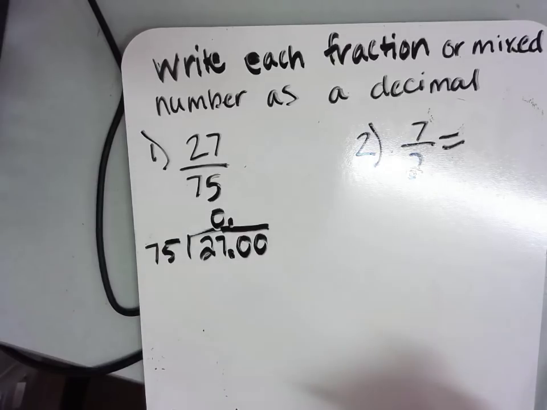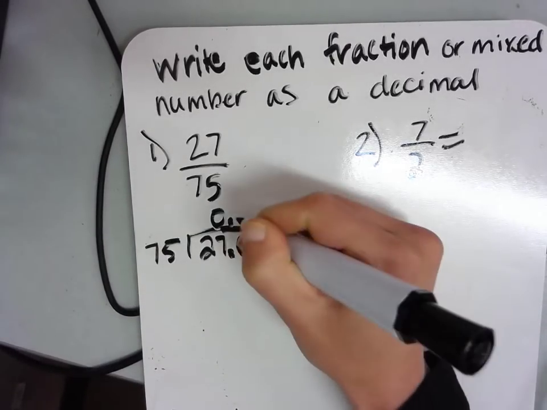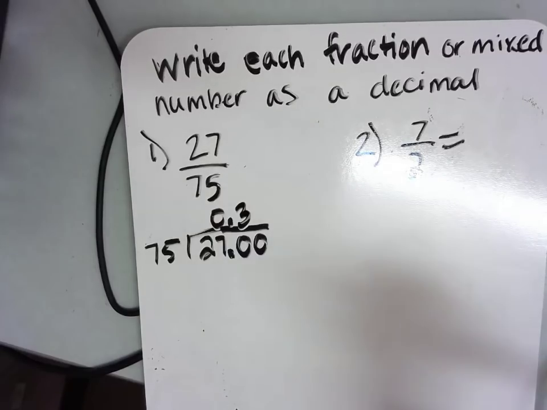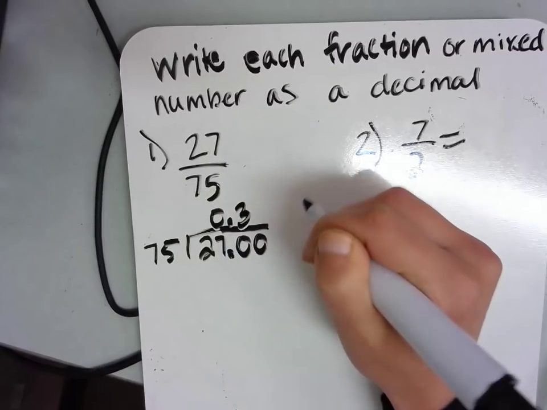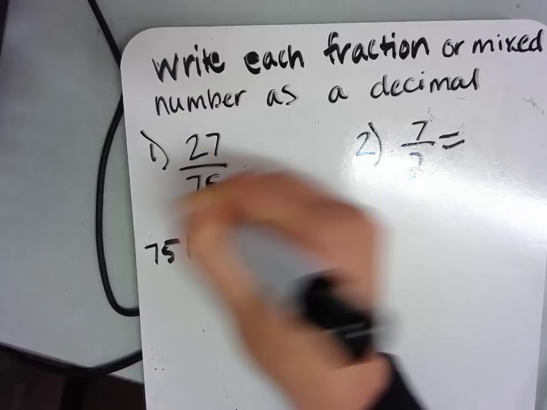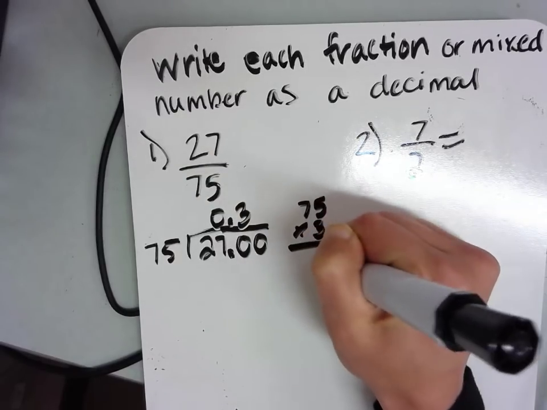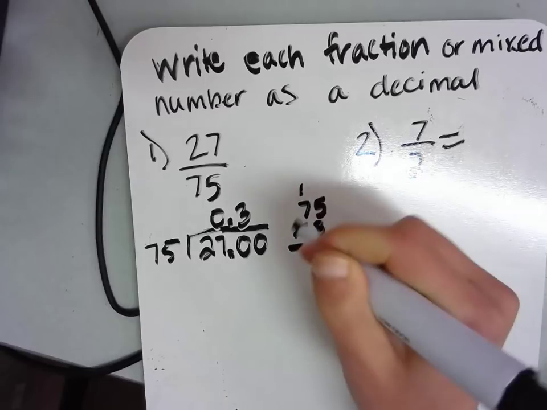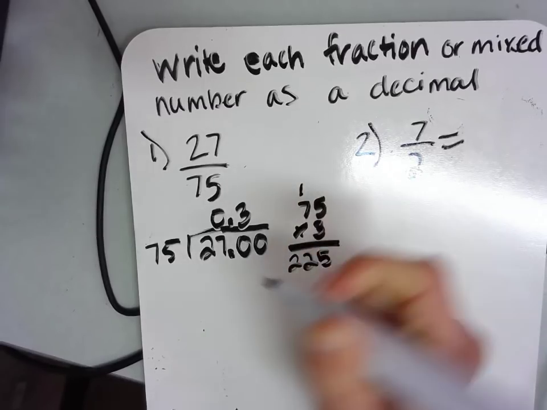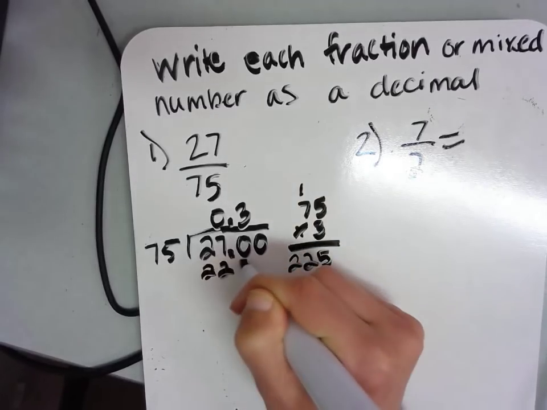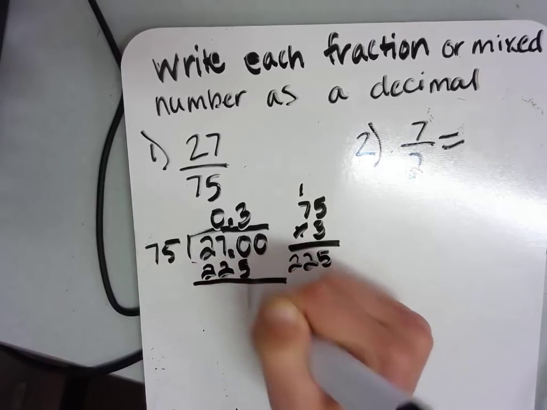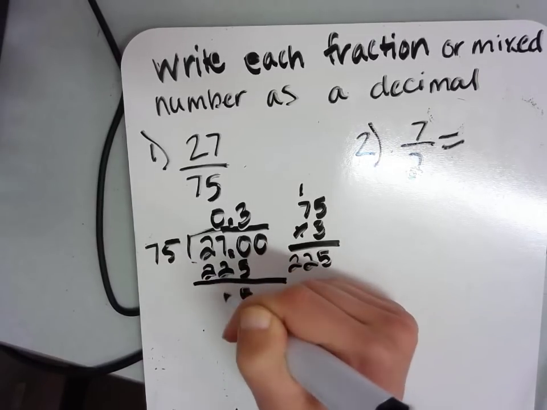So now I can do some division. 75 can go into 273 times, and I know that just by thinking of quarters. So now I actually have to do 3 times 75. That's 15. Carry the 1. 21 plus 1 is 225. Now I subtract. That gets me 5 and 4.